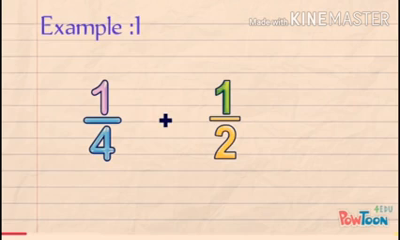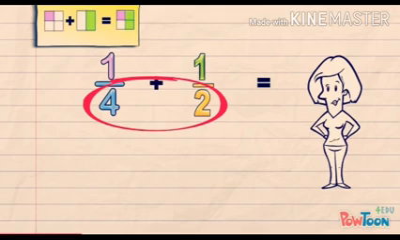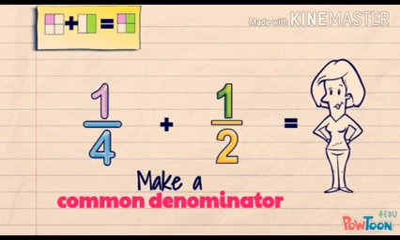Now here is an example in front of you to clear your concept more clearly and accurately. The question is 1/4 plus 1/2. First of all, you need to focus on the denominators. These denominators are not the same. As per step number 1, you will think how to make a common denominator. The denominators should be the same.